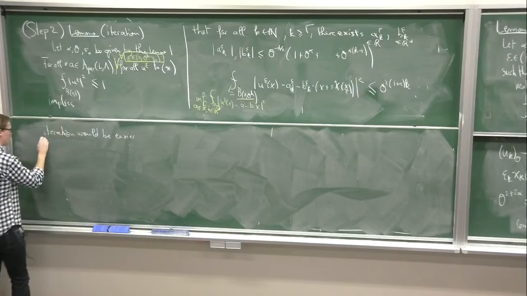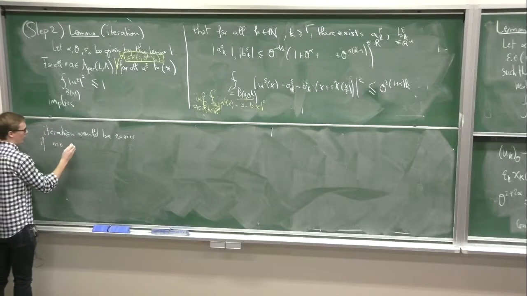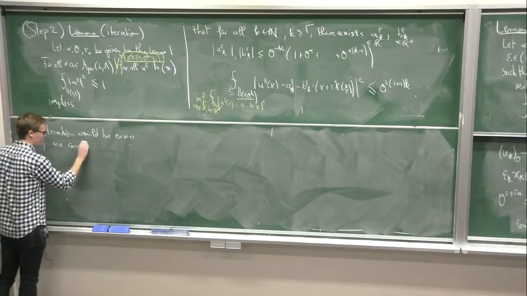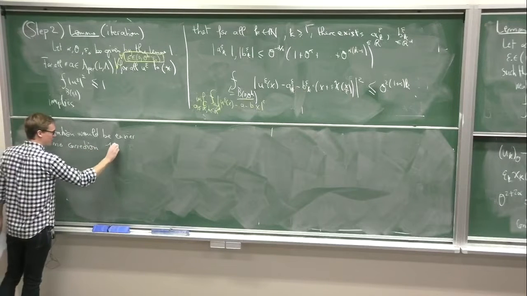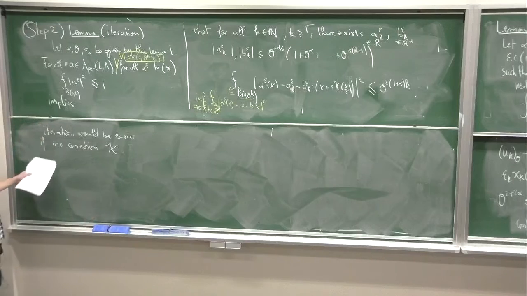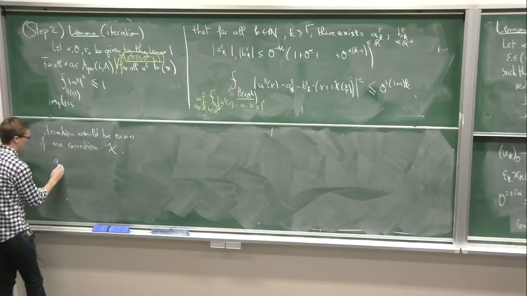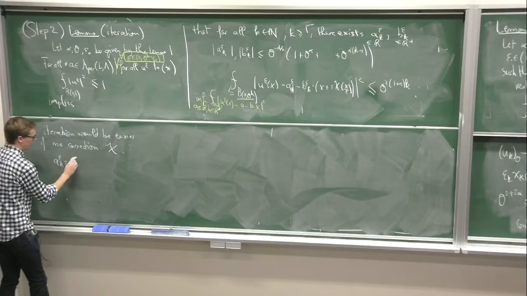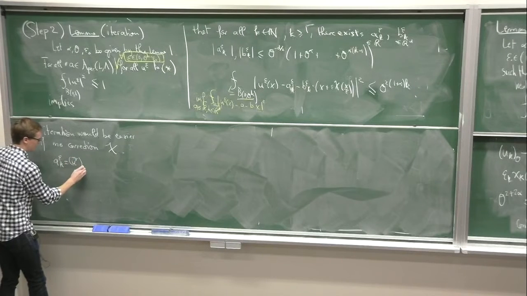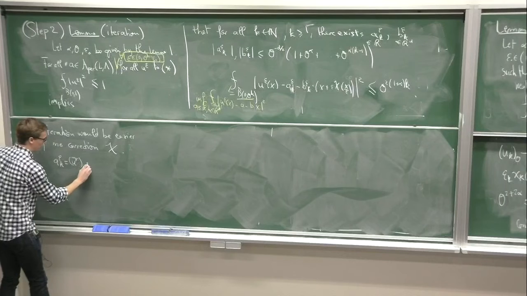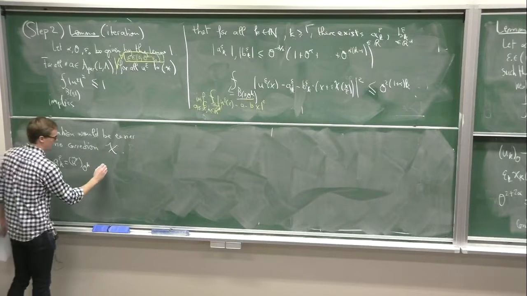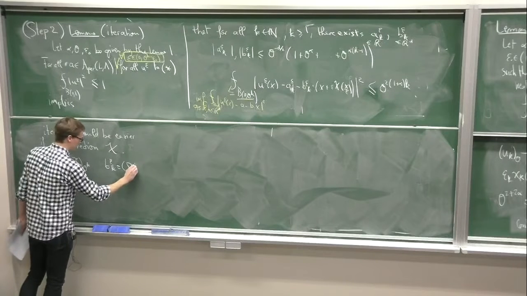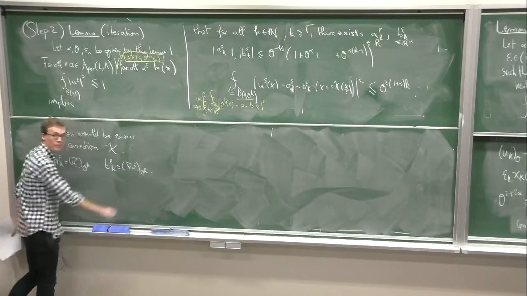If there was no correction kappa, it would be easier. In that case, we would have A epsilon k equal to the mean of U epsilon on the ball of radius theta k, and B epsilon k would be the mean of gradient U epsilon on the ball of radius theta k.